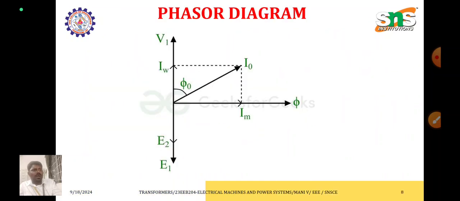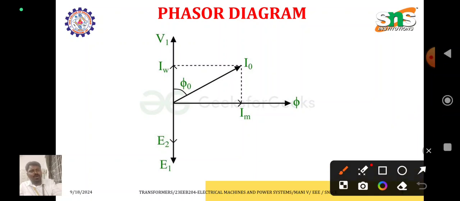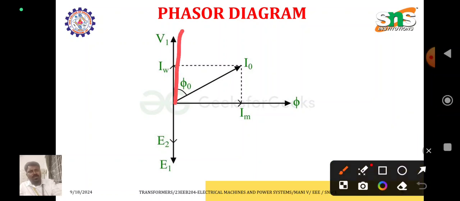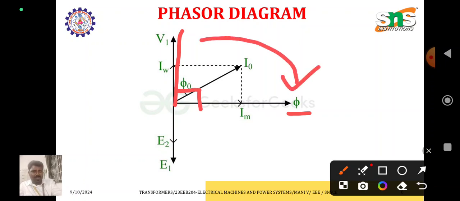Okay, here is the phasor diagram. In this phasor diagram, first of all we can draw the flux line. V1 is the supply voltage to the primary winding. Because of this supply voltage to the primary winding, it induces flux. The induced flux is always 90 degrees lagging with respect to the supply voltage.